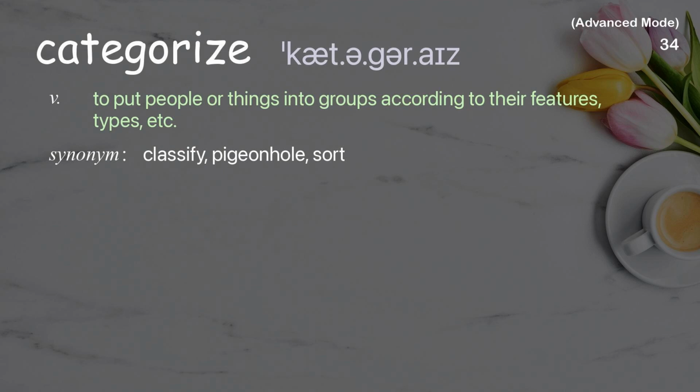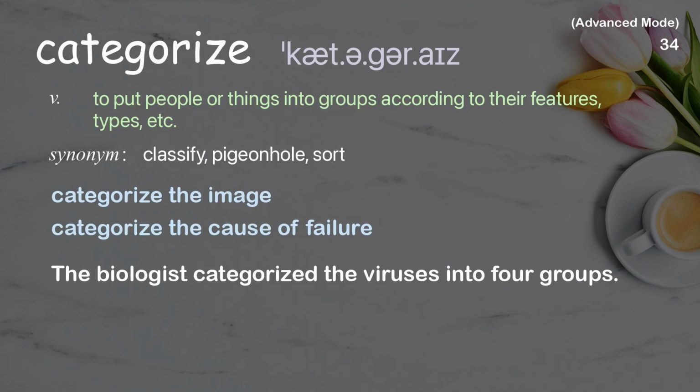Categorize. To put people or things into groups according to their features, types, etc. Examples: Categorize the image. Categorize the cause of failure. The biologist categorized the viruses into 4 groups.